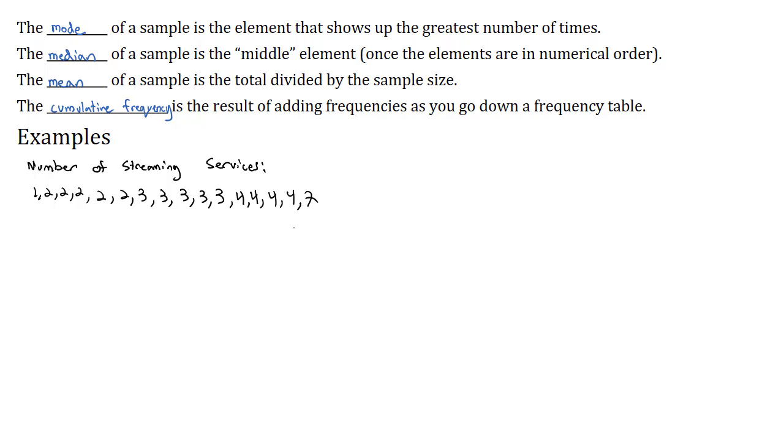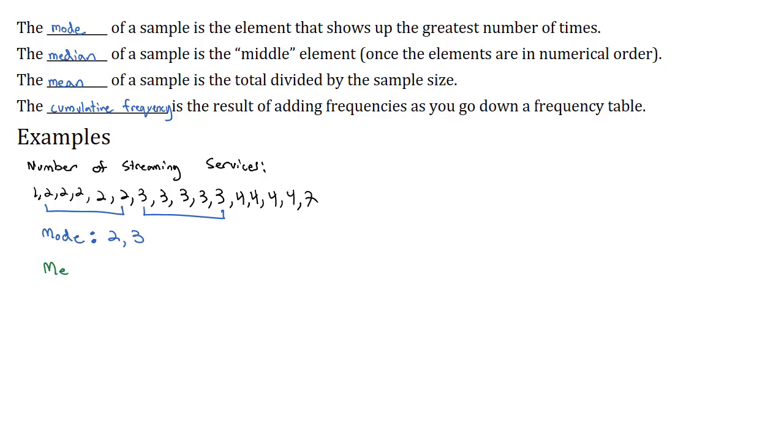Now, earlier when we did this in the previous video, these numbers were all mixed up. I put them in order here because it's easier to find the median and the mode when the numbers are in order. So the first step is always to put the numbers in order. And now I can quickly identify the mode, or the one that occurs the most often. We see the number 2 occurs 5 times. And the number 3 occurs 5 times. We actually have a tie for the mode, and that's OK. It just means we have multiple modes. So the modes here, the most common number of streaming services, is 2 or 3.